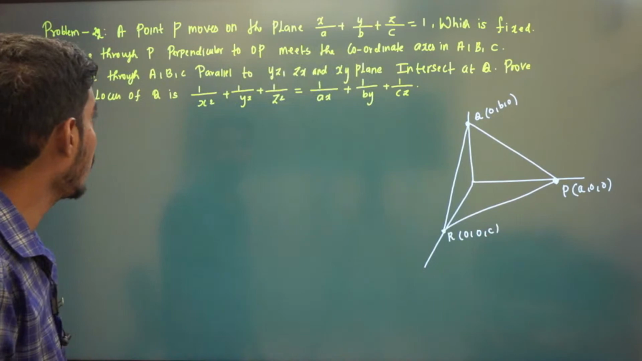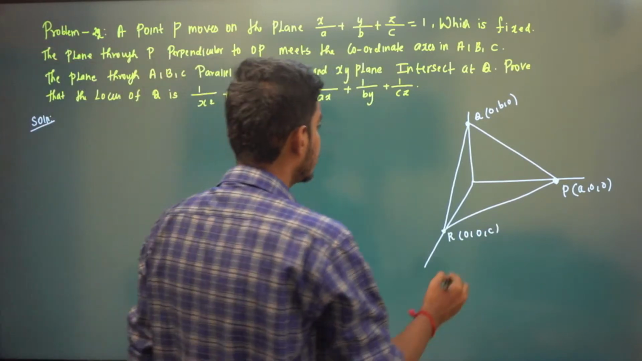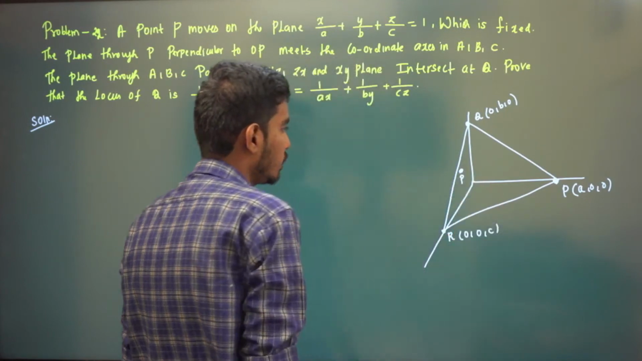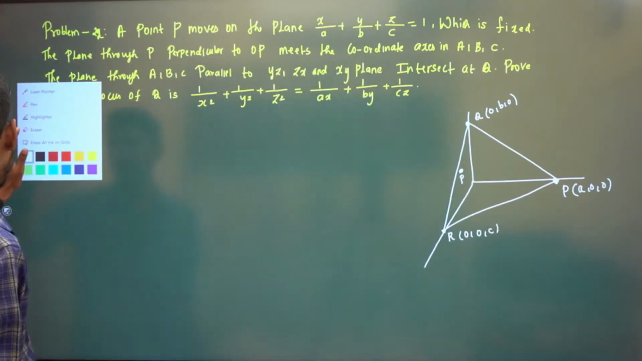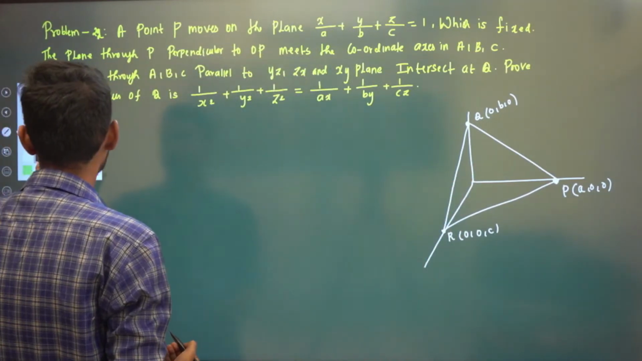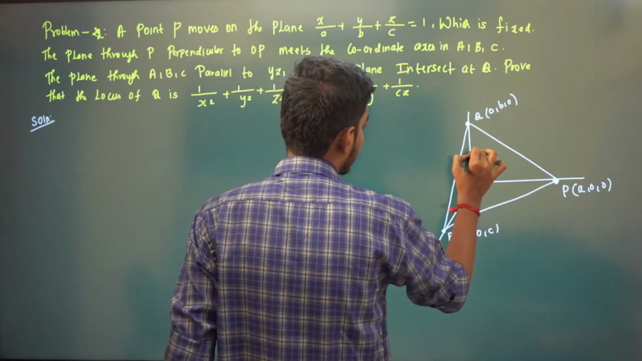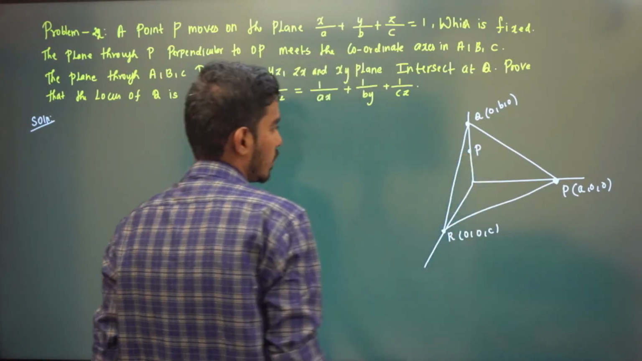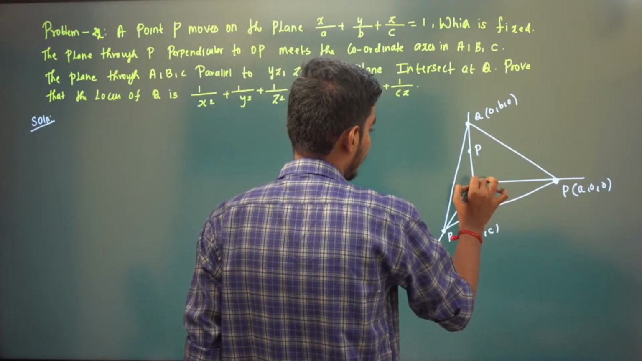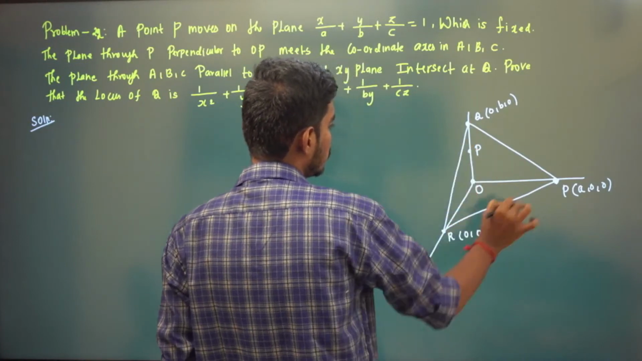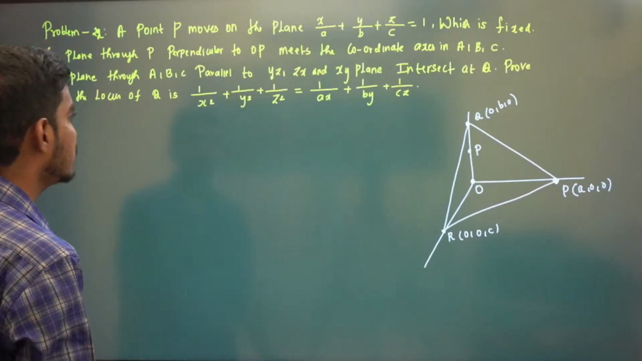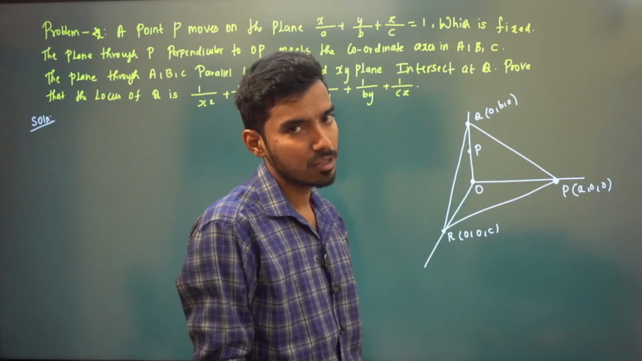In this plane, a point P moves. Let us say this is our point P. I'm just going to draw a very rough diagram so that you will have some clarity when you are doing the problem. So we have a point P that moves in this plane, which is x by a plus y by b plus z by c is equal to 1, which is fixed. This plane is fixed, and this point is moving.